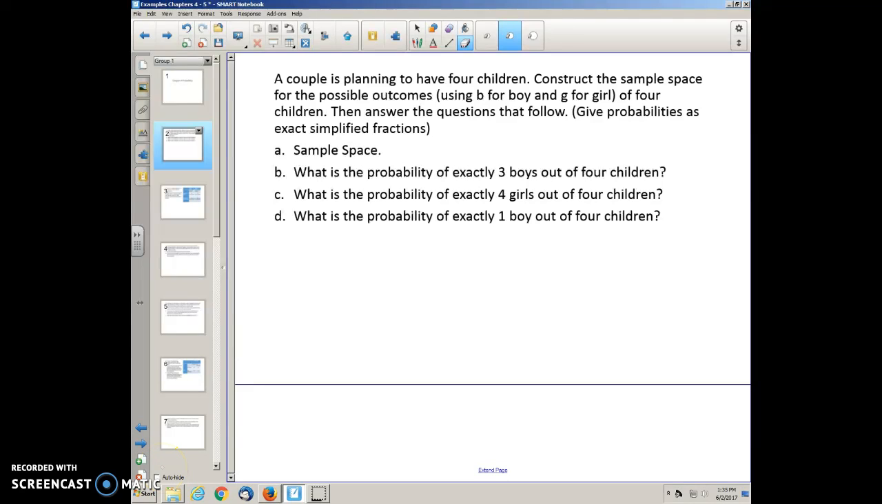A couple is planning to have 4 children. Construct the sample space for the possible outcomes using B for boy and G for girl of 4 children. Then answer the questions that follow. Give probabilities as simplified fractions. Okay, we first need to write the sample space.